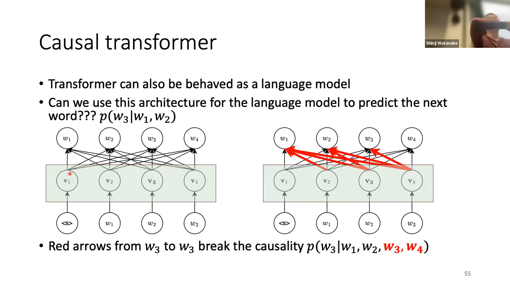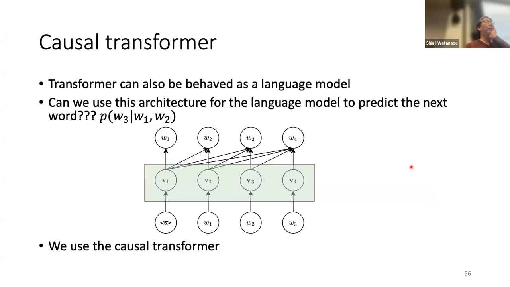And how to do that? It's very simple. We're just eliminating some of the paths and making the transformer causal. The original transformer is represented like this. To get, for example, W3, there are arrows from all of W1, W2, W3, and the start symbol, and so on, which doesn't do anything. We're just copying this one. Instead, we remove this path and make the architecture causal. By doing that, we can realize the language model. The causal transformer is nowadays widely used for the language model and so on.